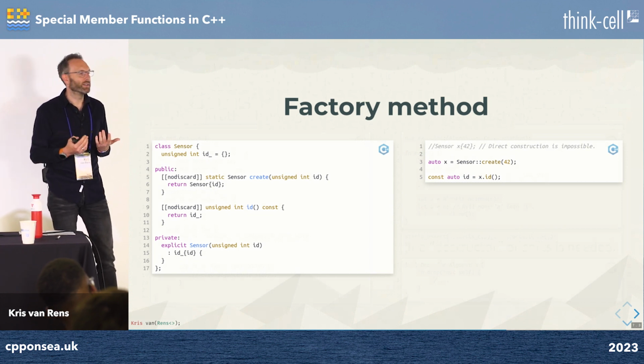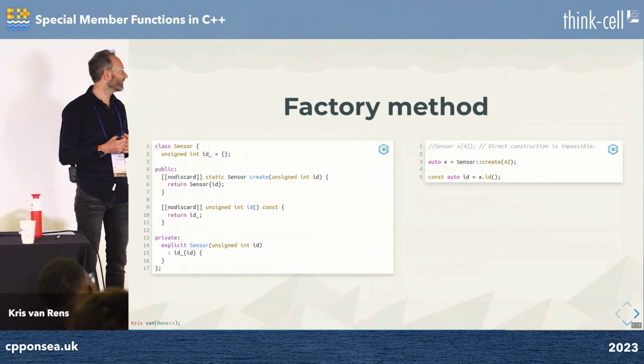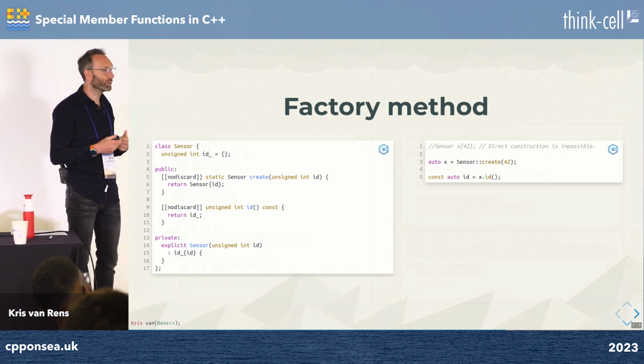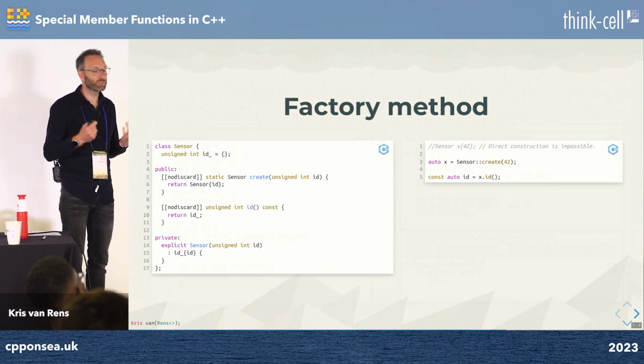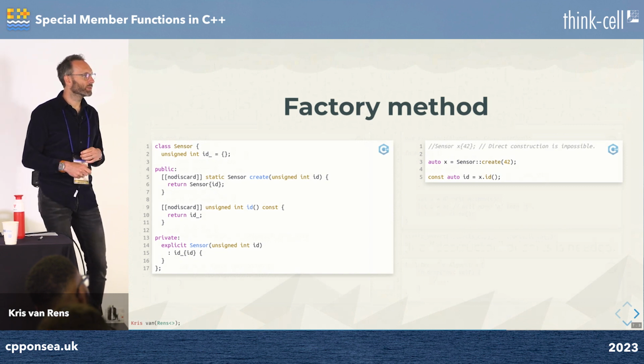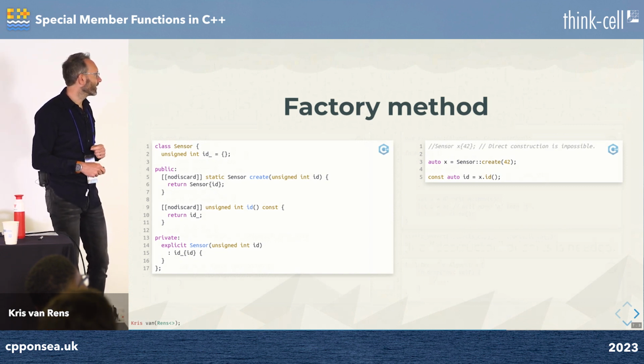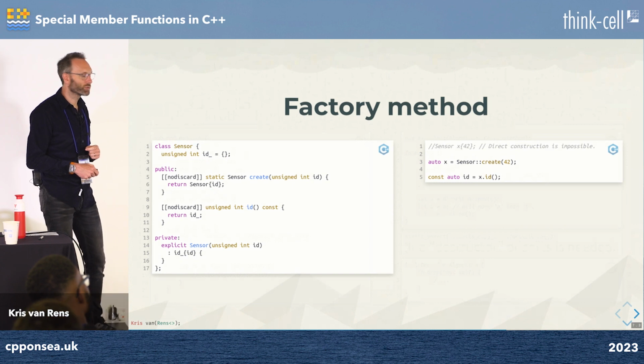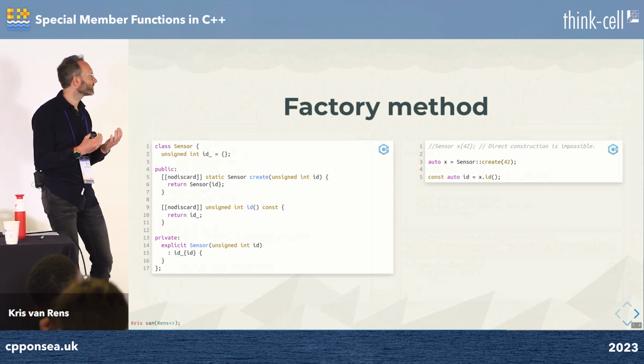But perhaps exceptions are not really your favorite thing, or you're not even allowed to use them, which is sometimes the case. Then what can you do? Well, then only option one remains, which is a bit ugly. So in that case, it could make sense to do something like this. And now your constructed object is your return value.